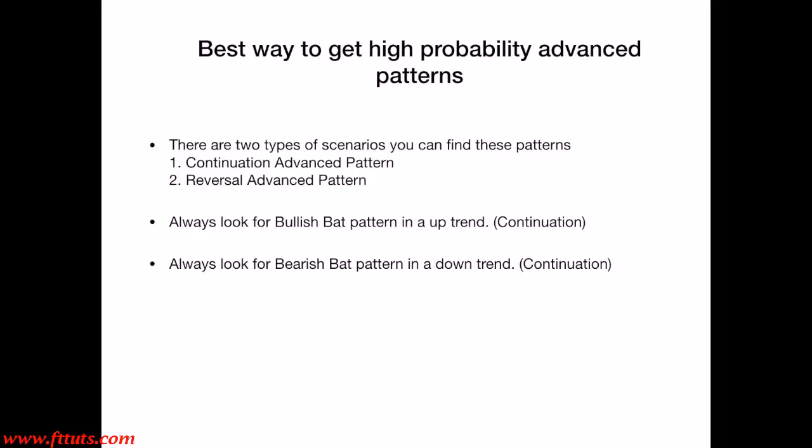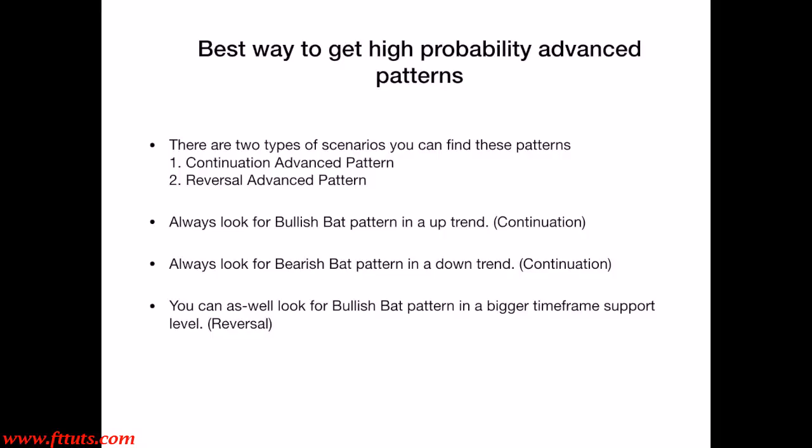Meaning that when you're in an uptrend and you are looking for a bullish bat pattern, there's a higher chance of it being accurate, because it's just a continuation going to the upside, and vice versa. If you are in a downward trend and you get a bearish bat pattern, it's just a confirmation of a continuation going to the downside.